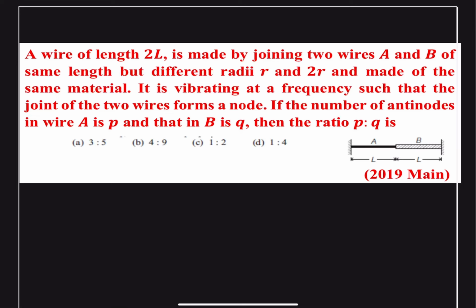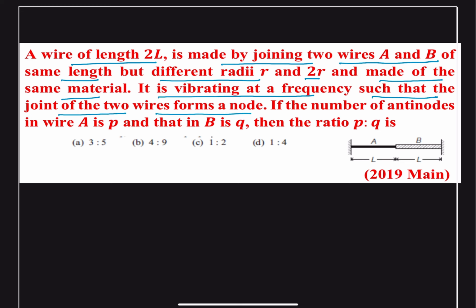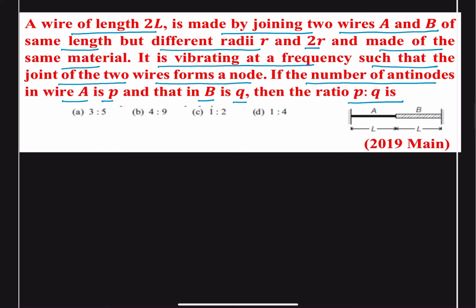Hello friends, today's question. A wire of length 2L is made by joining two wires A and B of same length but different radii R and 2R and made of same material. It is vibrating at a frequency such that the joint of the two wires forms a node. If the number of antinodes in wire A is P and that in B is Q, then the ratio of P to Q is. So this is the given figure.